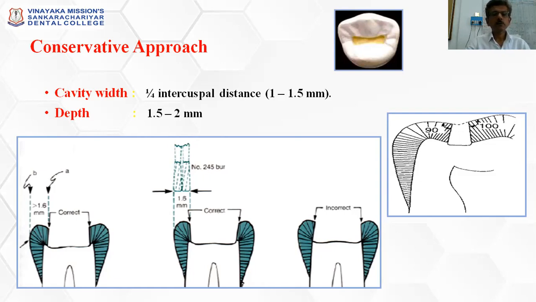As I said before, the distance between the periphery outline form to the border of the tooth is greater than 1.6 millimeters, that is ideally 2 burr heads of a 245 fissure.